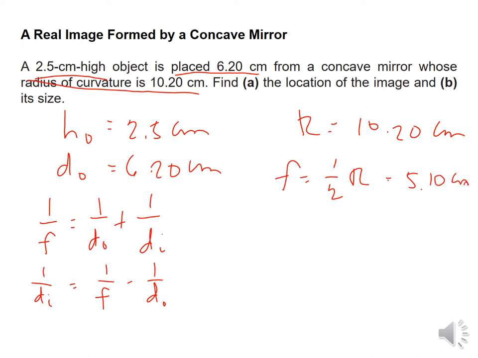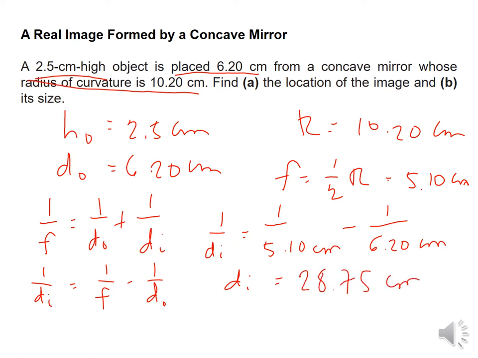Since we already have the value of the distance of the object, we can now use the formula to get the distance of the image. So 1 over DI is equal to 1 over 5.10 centimeter minus 1 over the distance of the object, which is 6.20 centimeter. We need to get the DI. So DI is equal to 28.75 centimeter. This is the distance of the image to the concave mirror.